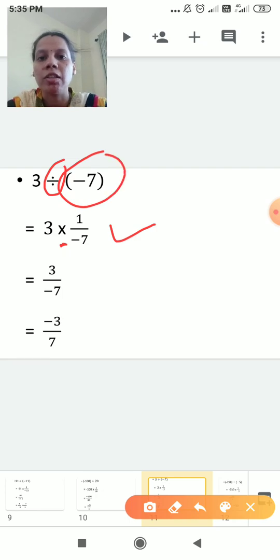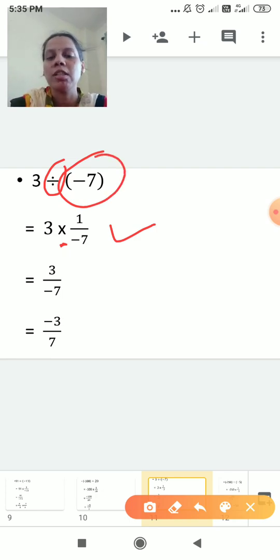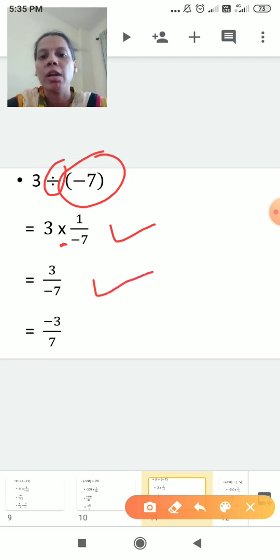Second integer is -7. So what is the multiplicative inverse of -7? Correct, 1 upon -7. Very good. Now in the first step we have written 3 multiplied by 1 upon -7. Now the second step is 3 multiplied by 1. 3 ones are 3. Correct. And in the denominator, -7 as it is, we will write down.